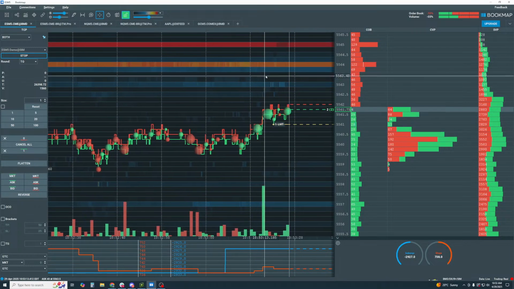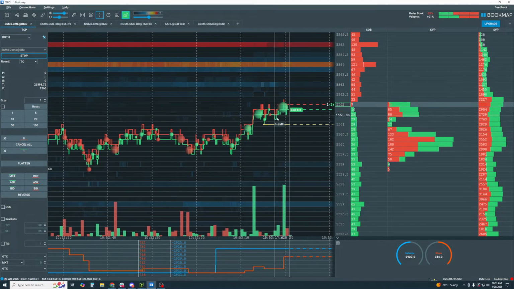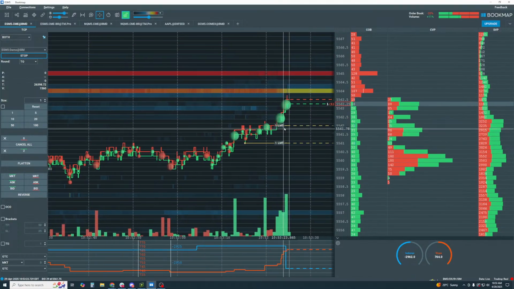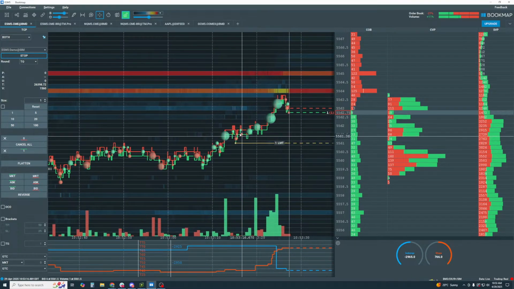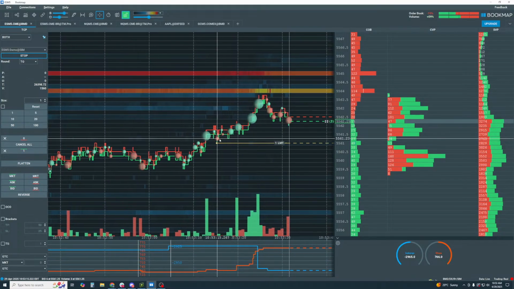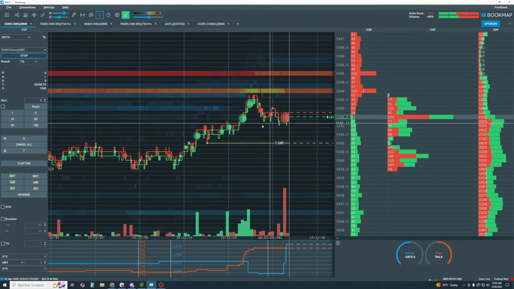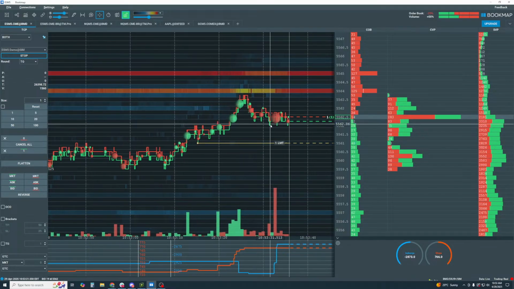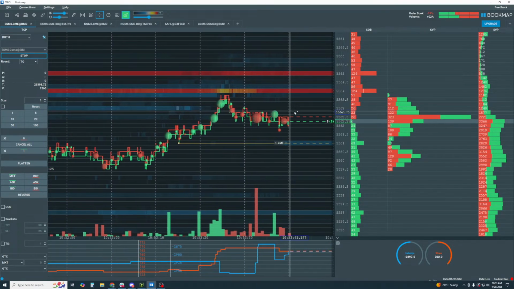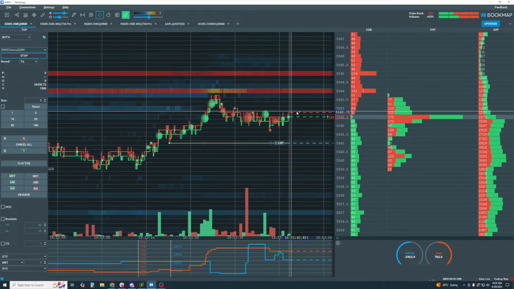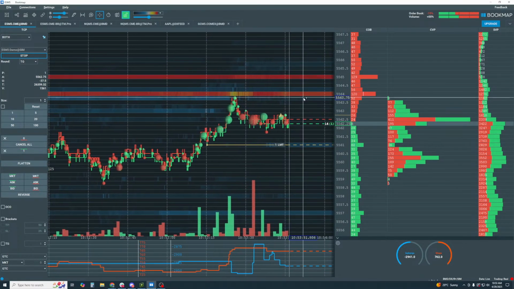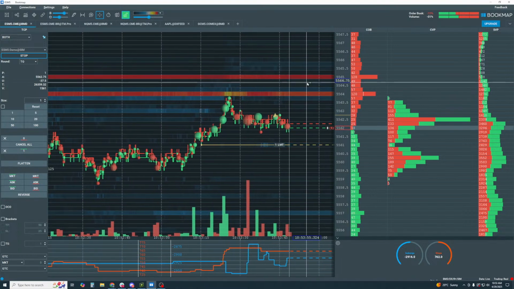Like, okay, so here, let's see if we get a pullback here, right? No, we didn't. In fact, we're just getting kind of continuation here, right? We even chased it. Okay, this was the pullback, this little pullback right here in microstructure. Okay, here's another pullback. All right, so what do we get, buyers here? Okay, let's try it. Looking for buyers to take it back up to the top of the range or high liquidity.